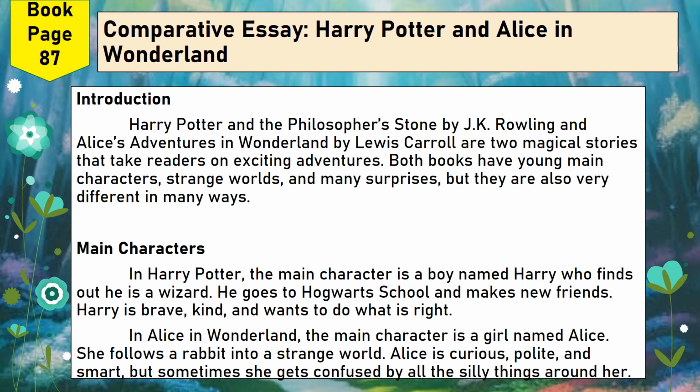Main characters. In Harry Potter, the main character is a boy named Harry who finds out he is a wizard. He goes to Hogwarts school and makes new friends. Harry is brave, kind, and wants to do what is right. In Alice in Wonderland, the main character is a girl named Alice. She follows a rabbit into a strange world. Alice is curious, polite, and smart, but sometimes she gets confused by all the silly things around her.